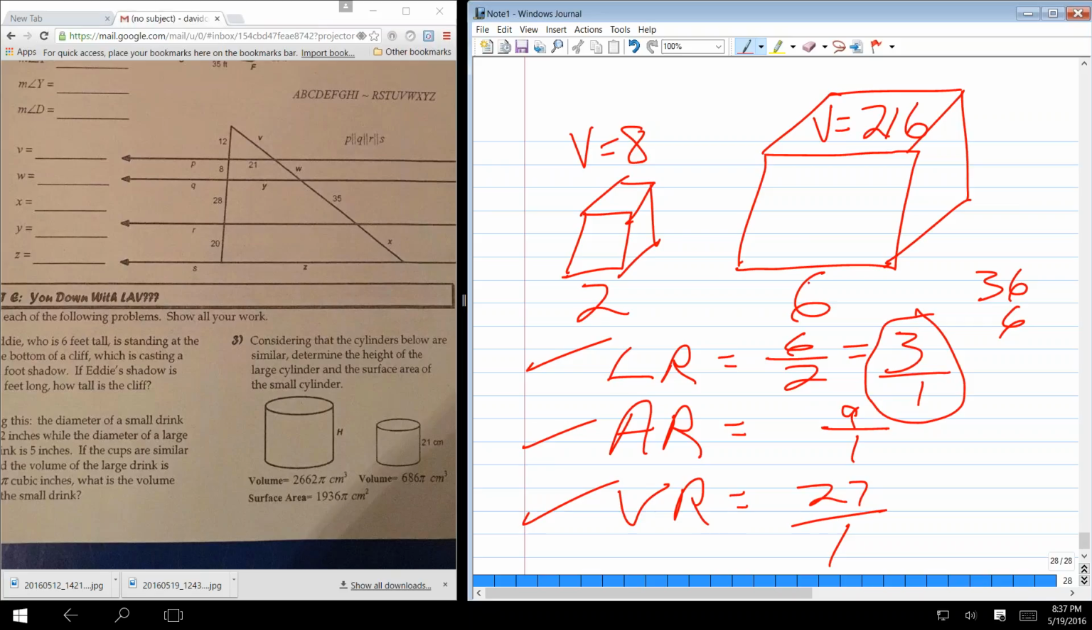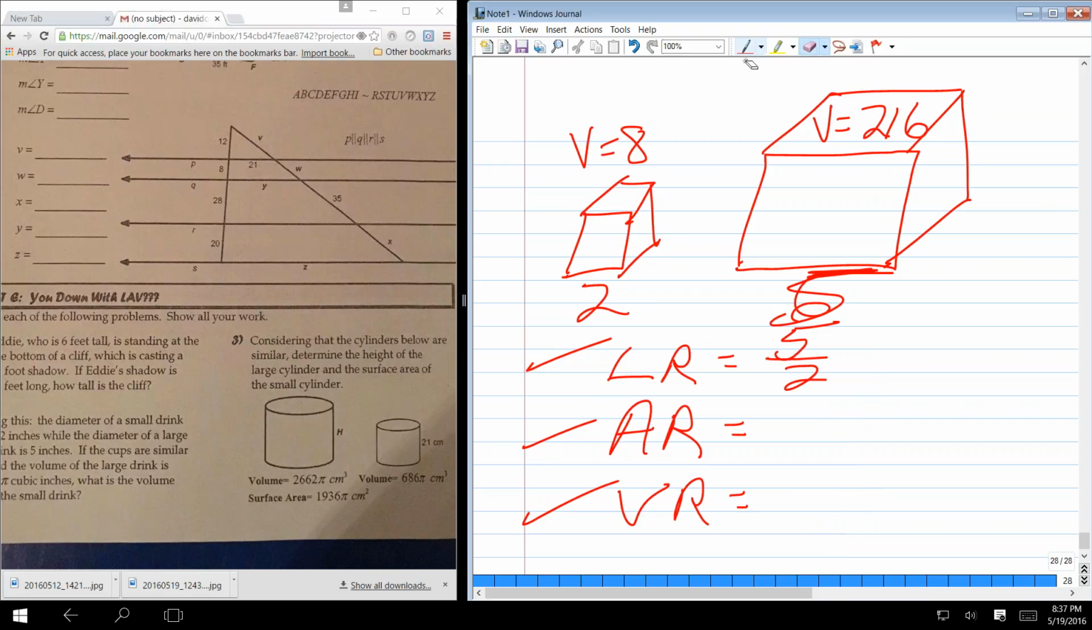In other words, if I make this a 5 instead of a 6, now the linear ratio is 5 to 2. What's the area ratio? If that's 5 to 2, then it would be 25 to 4. And the volume ratio? Always go back to the linear. Don't try to do anything with this 25. It's 5 cubed over 2 cubed. So that's 125 over 8.